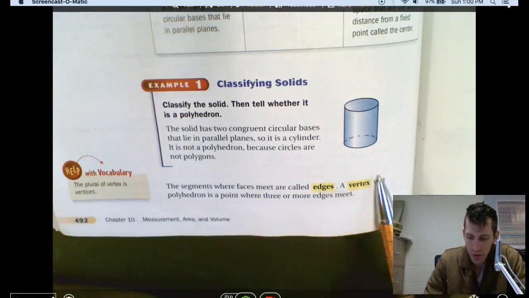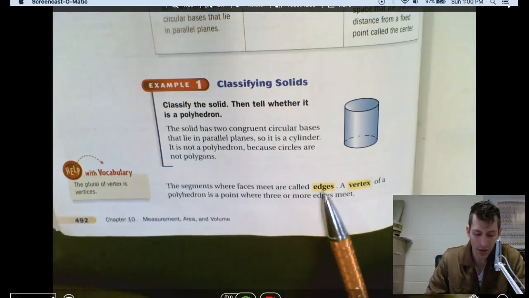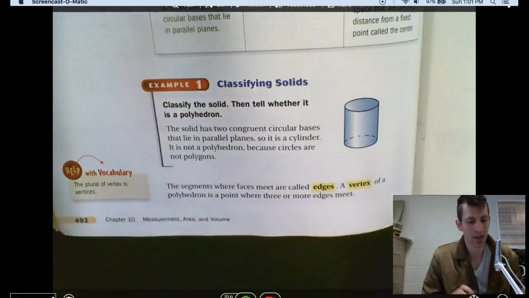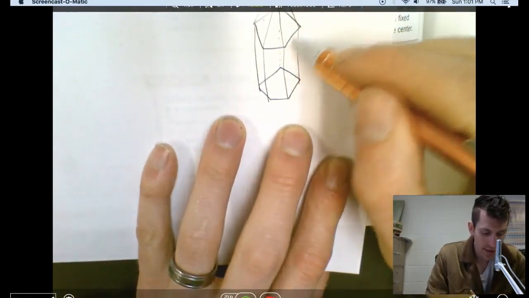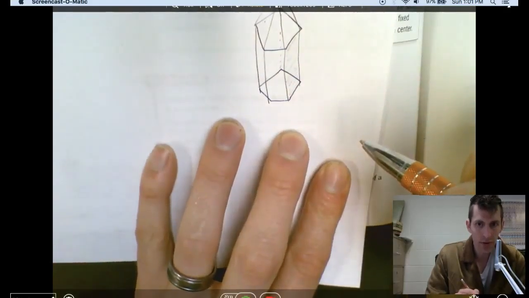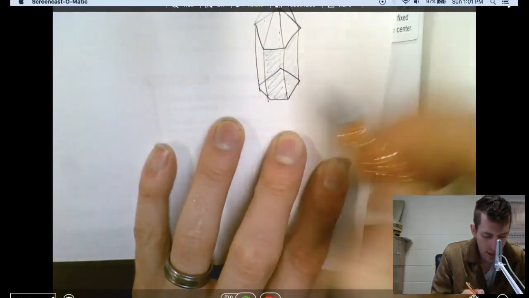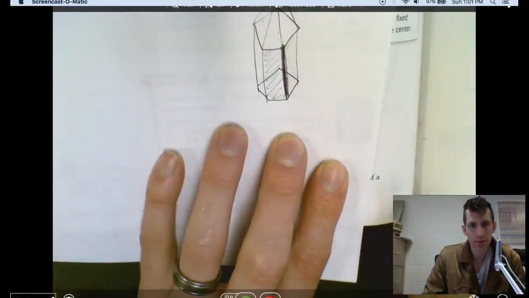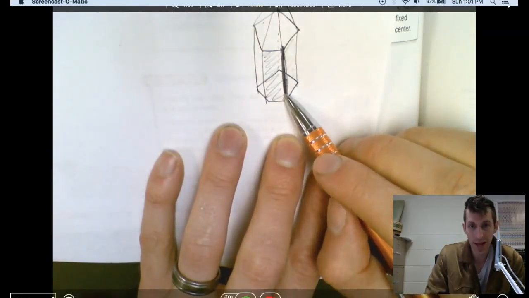Now, there are 2 more terms that you need to know. The segments where faces meet are called edges. Okay, segments where faces meet. This rectangular face of my pentagonal prism, see that face right here? Meets this face at this bold dark line. That face meets that face at that line. That is what is called an edge.